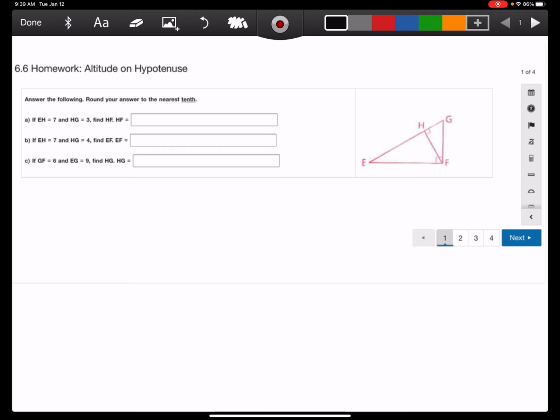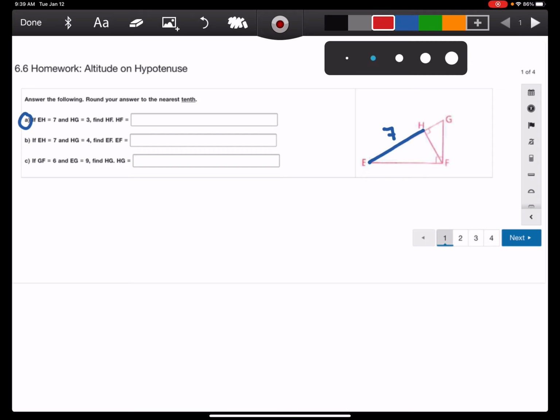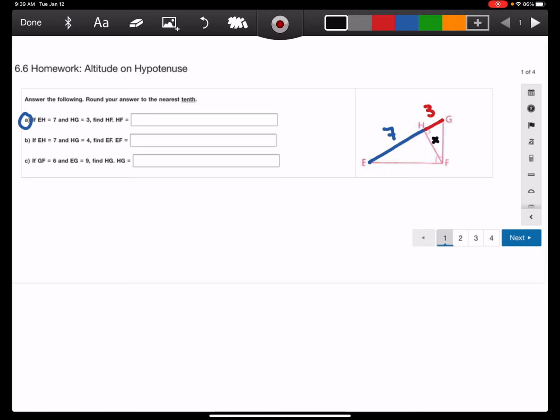Now, again, I'm just going to go through number one for the homework. And again, it's split into A, B, and C, so I'll do each of these so that you guys can see exactly how these are done once again. Now, for letter A, this is the first one that we're going to be working with today. It tells us that EH is equal to 7 and HG is equal to 3. They would like us to solve for HF, so I'm just going to go ahead and give that a variable. That will be called X for right now.